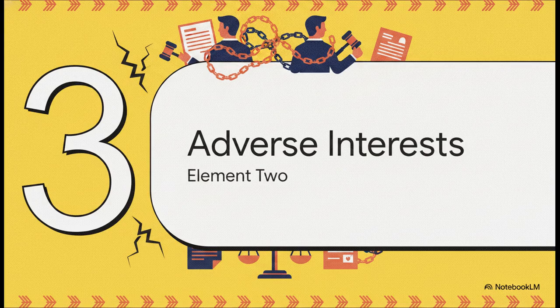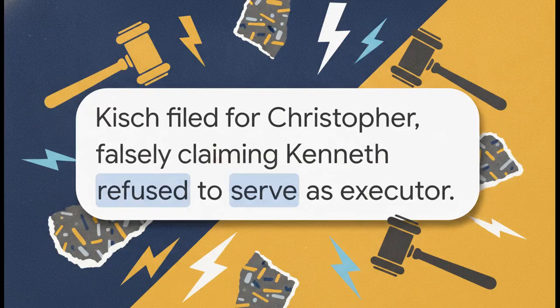So that brings us to element 2, adverse interests. This is where the plot really thickens. The former lawyer reappears, but now she's representing Kenneth's brother, Christopher. They file a claim seeking a fiduciary role directly opposed to Kenneth's own appointment as executor in their mother's will. So this isn't just some casual family disagreement. It is a formal legal attempt to strip a former client of his designated role. That is absolutely textbook adversity.